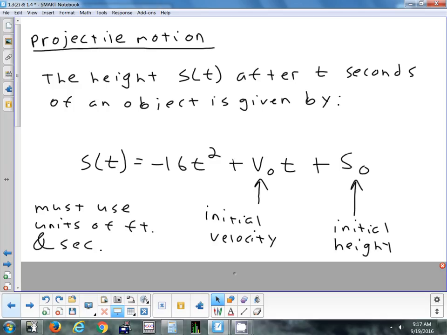And we have to make sure with this formula we're using units of feet and seconds. Okay, if you take physics and you see this kind of formula, you might see the number 9.8 in place of the 16. Okay, that's because they're using meters per second. We use feet per second.